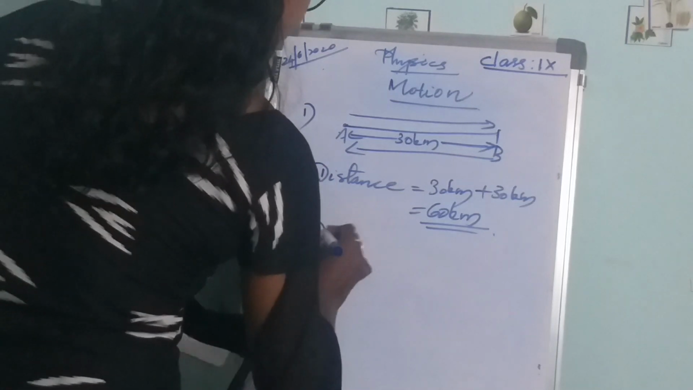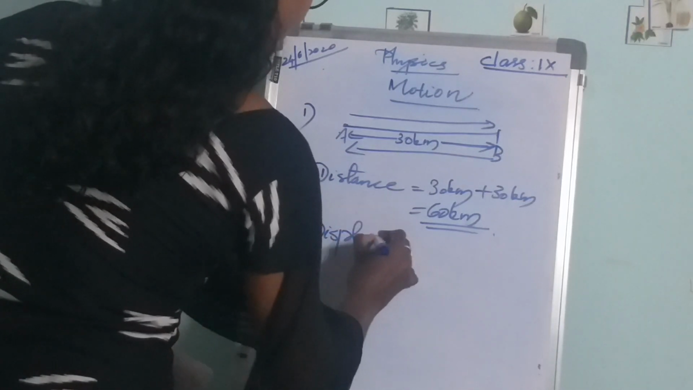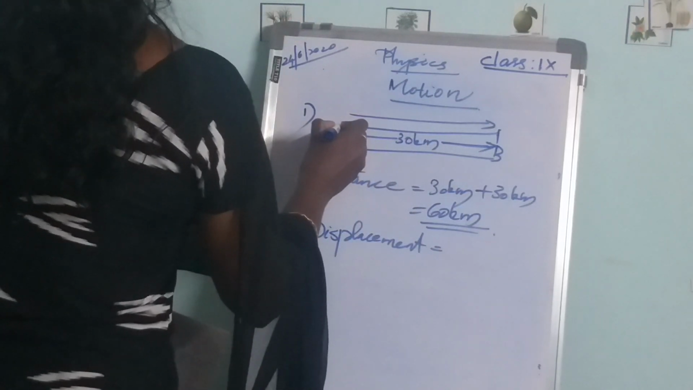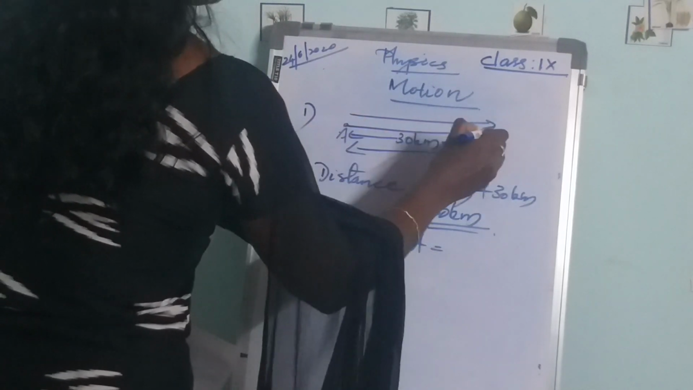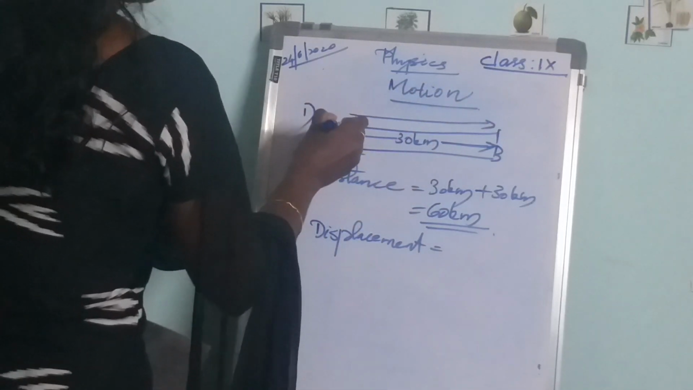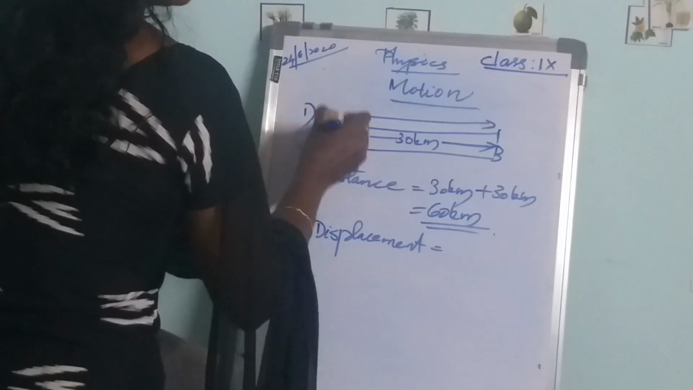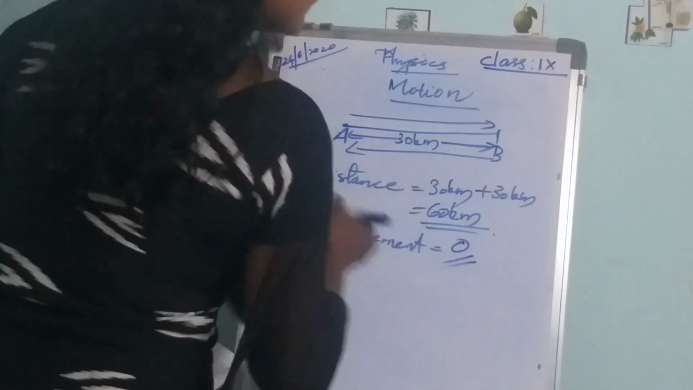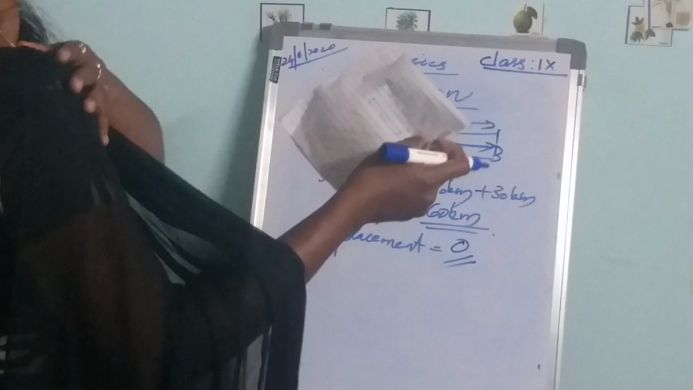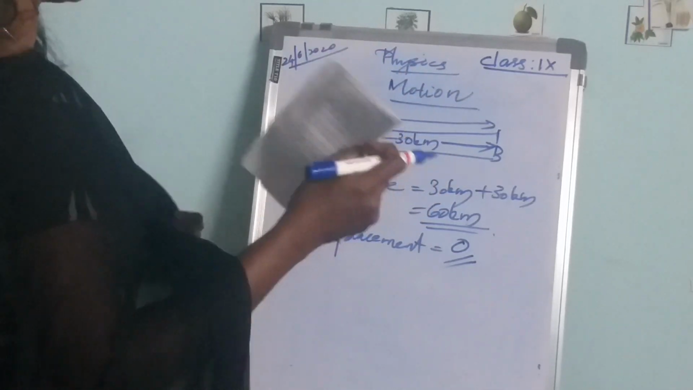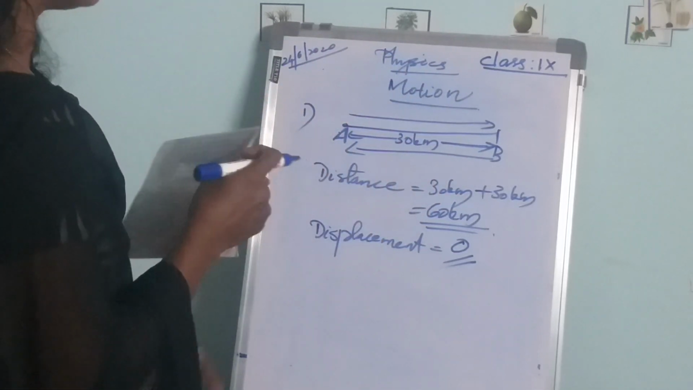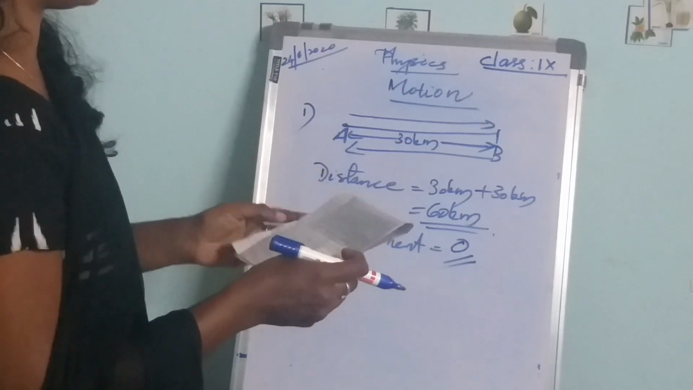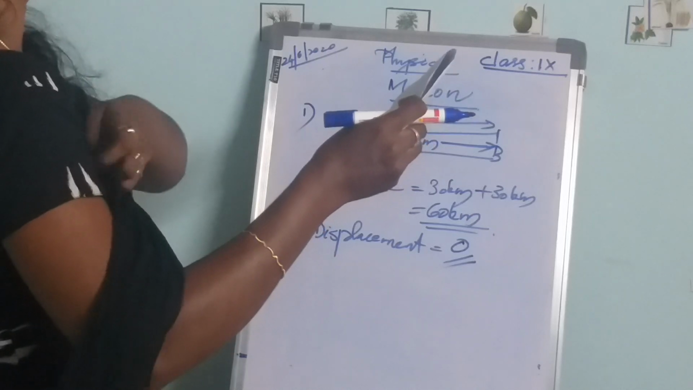Then what about displacement? Here the initial position is A. After covering AB, the object again returned to A. So the initial and final position coincide. So what about displacement? Displacement equal to 0. Here the distance is 60 kilometer and displacement is 0. Okay, that is about the first problem.